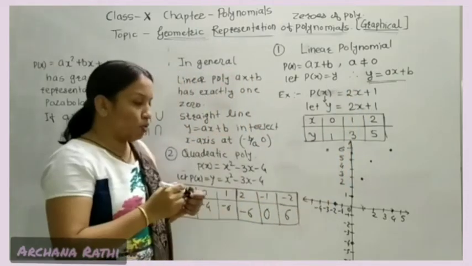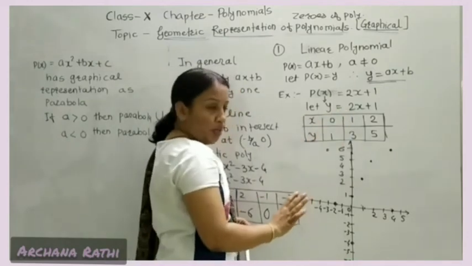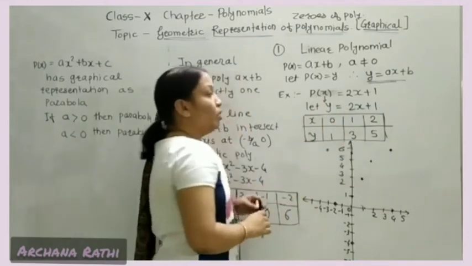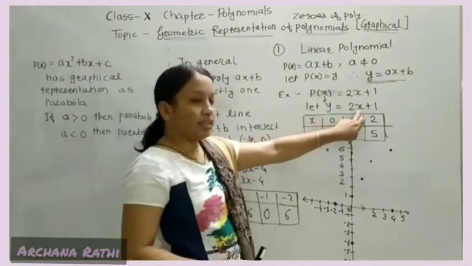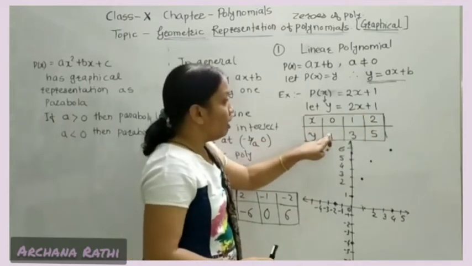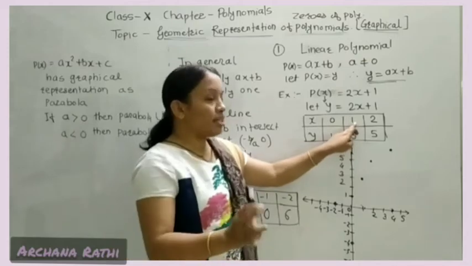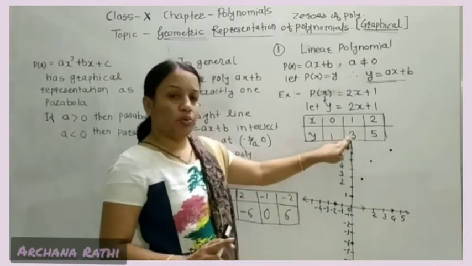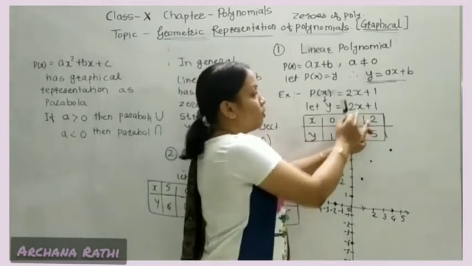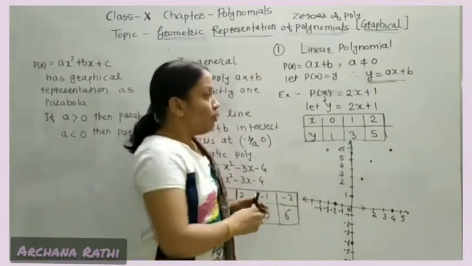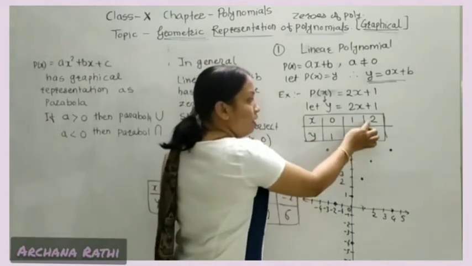Now we know how to plot a linear equation in two variables. This is in two variables, but it is a polynomial in x. So put in values of x and you will get the value of y. If you put x = 0, you get y = 1. If you put x = 1, you get y = 3. If you put x = 2, two 2s are 4 plus 1 is 5. So you got the coordinate points (0, 1), (1, 3), (2, 5).